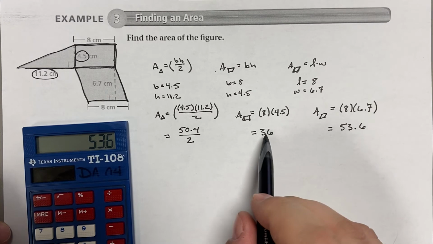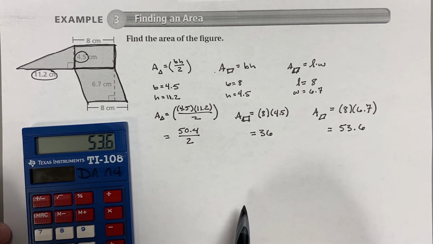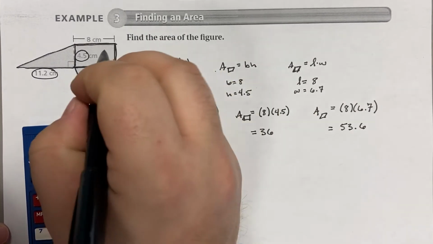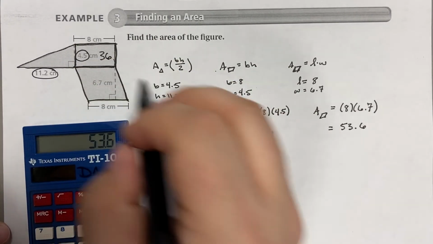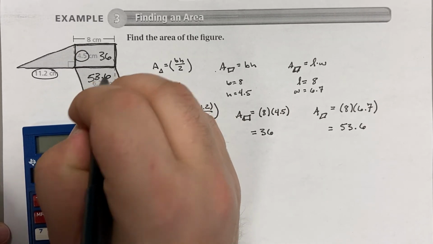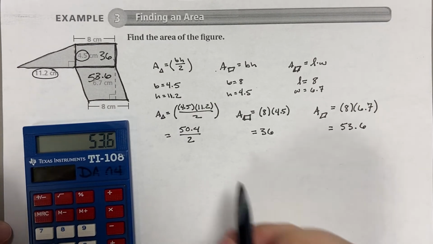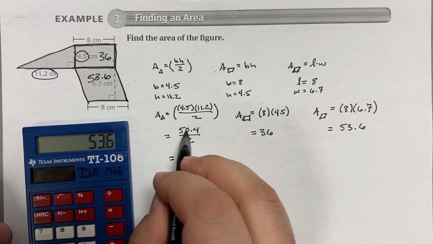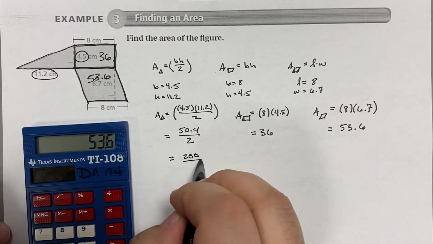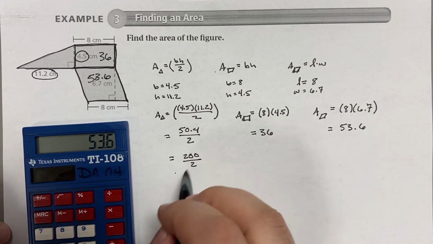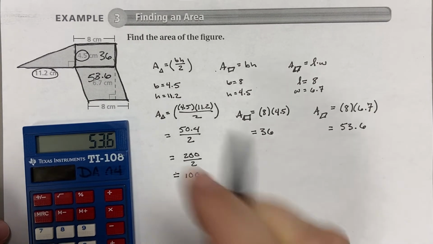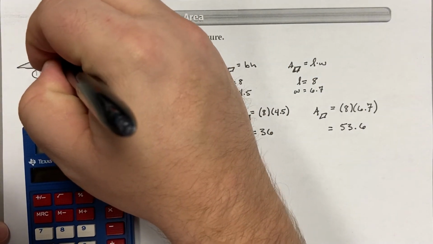Now, I can go ahead and know that these two are the area of each piece. So the area of my rectangle is 36. Area of my parallelogram is 53.6. And we still got to figure this out. So 5 times 4 is 20. And then I keep my 0 divided by 2. And 200 divided by 2 is going to be 100. All right, now that we have everything, that means my triangle area is 100.